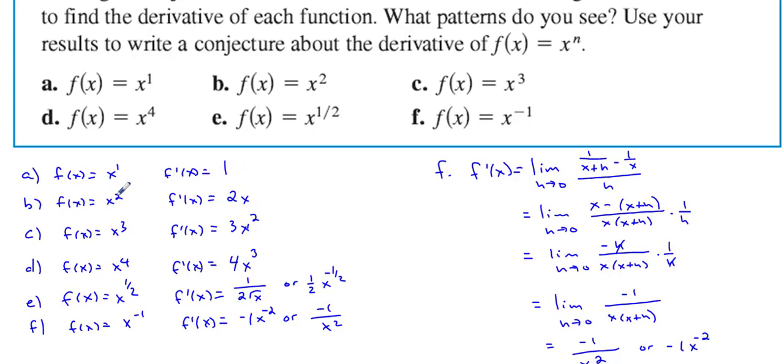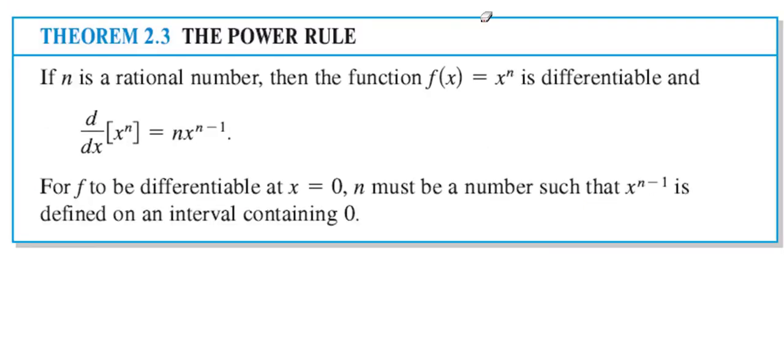So drop down the exponent and then subtract 1 from the exponent. Does that work for all of them? That's it. That's all it is. If you have base x raised to a power, then what you do is you take that power, drop it down in front as a multiplier, subtract 1 from the power, and that is it. Mr. Bond, does that work for negative powers? Yes. Does that work for fraction powers? Yes.